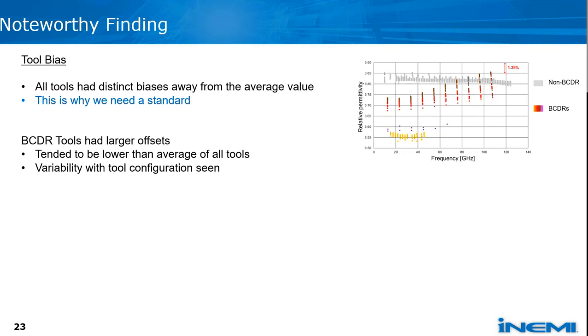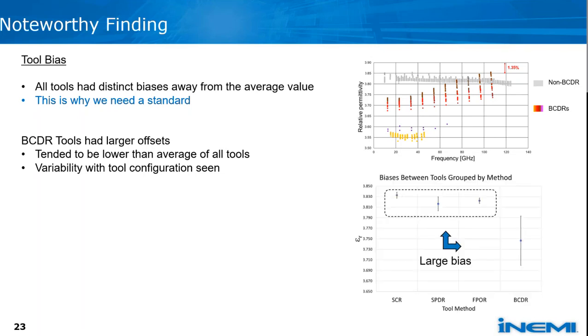But the thing that stood out in the data was that the BCDR method, the tools that used that method, for whatever reason, seemed to have a significantly larger offset. And so if you look at this plot on the right, the gray dots are all of the non-BCDR measurements, and the ones that are red, yellow, and purple are from the BCDR measurements.